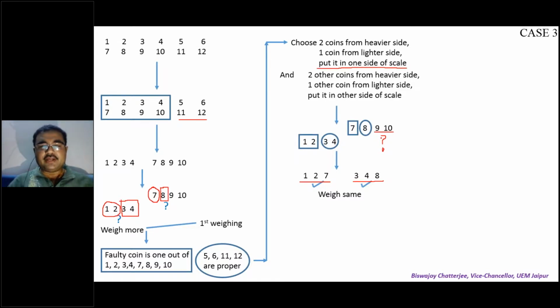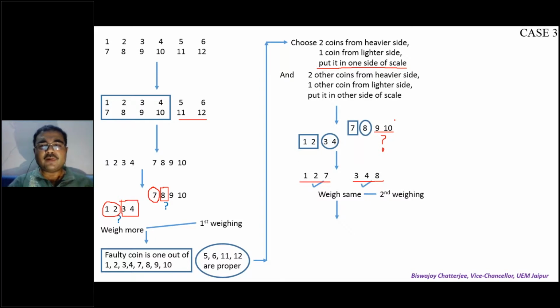Had that happened, that 1, 2, 7, 3, 4, 8, 9, 10 is on the lighter side, you can immediately comment that yes, 1 out of 9 and 10 is faulty, and that 1 out of 9 and 10 is lighter. So which out of 9 and 10 is lighter? That is the only question left now. But your second weighing is done. So how to use the third weighing to say which out of 9 and 10 is lighter?